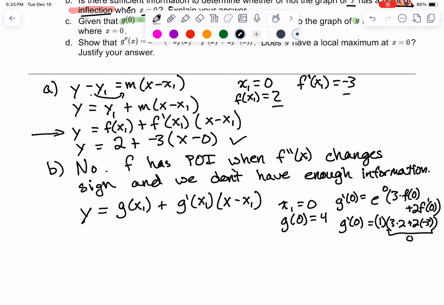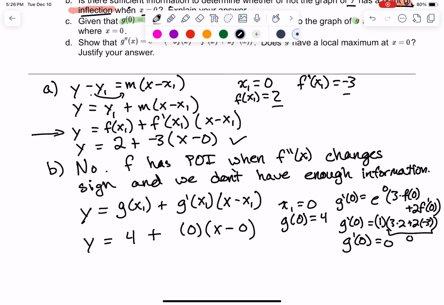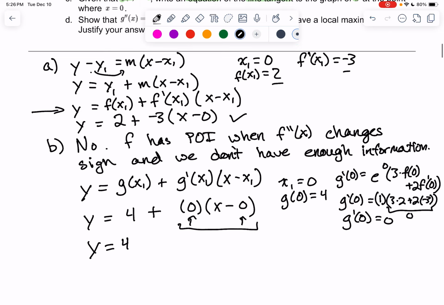This winds up being 0, so you could say that g prime of 0 just equals 0. All right, well, let's fill in some pieces here. We'll say y equals g of x1, or g of 0, which is 4, plus g prime of 0, which is 0, times x minus 0, because that's our x1 and that's our g of 0. This whole second term does go to 0, so you could just say y equals 4. And that is accurate.